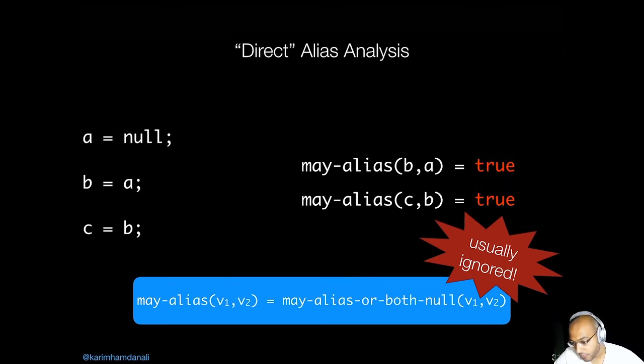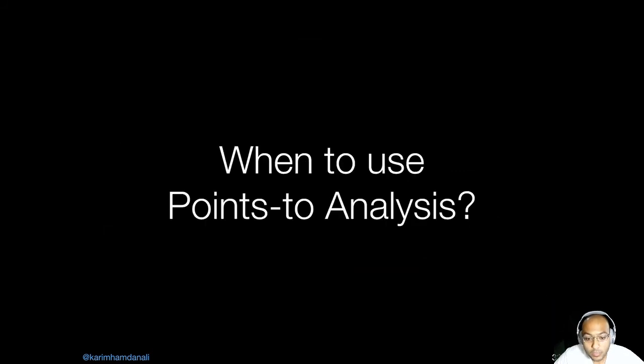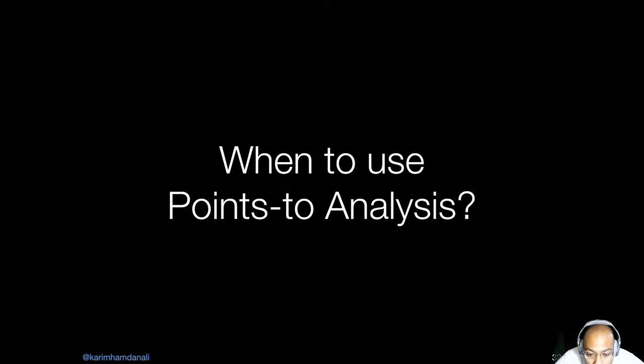So now that we have seen when to use an alias analysis, okay, so sorry, before I move on, there is another question. Does it only hold true for null or any other hard-coded address as well? No, this is really for null.